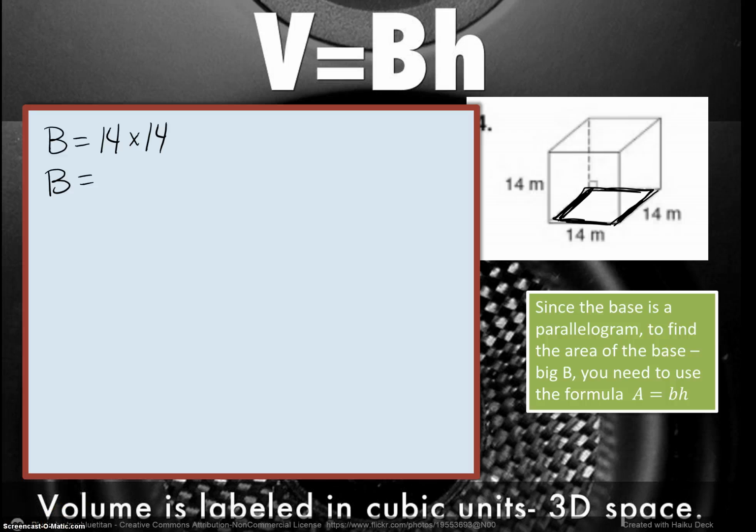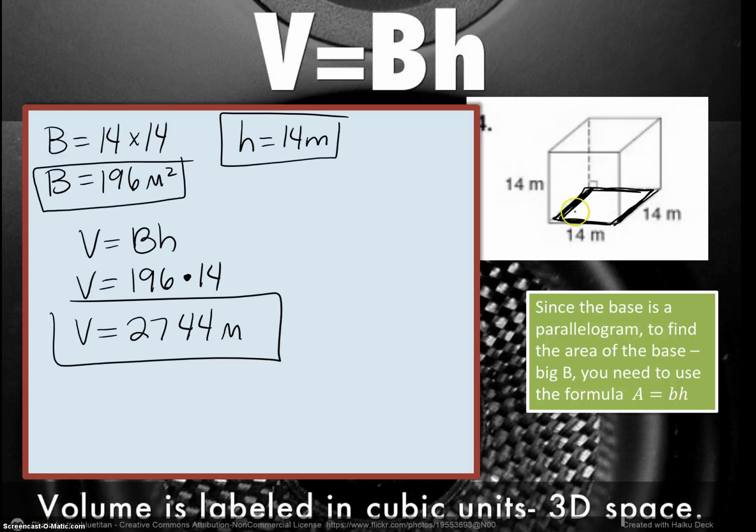Alright, here we go. We did 14 by 14 to get big B, the base. That's 196 square meters. The height is a number that we didn't use. Well, we technically did use it because it was 14 and that's a cube. But the height is 14, so we multiply that by 14. We get a final answer of 2,744 meters cubed. Whenever you have a V, you must cube it.